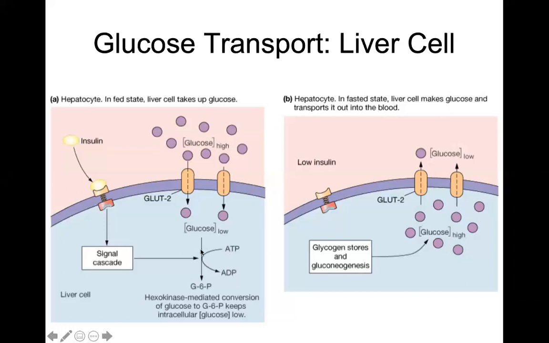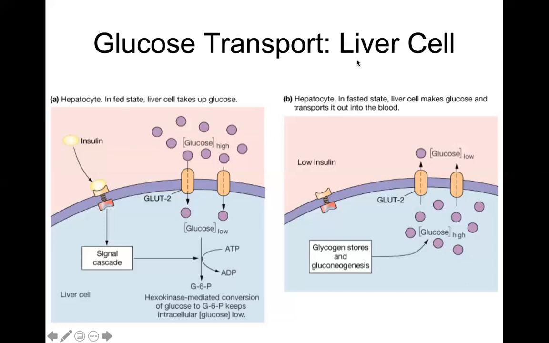So GLUT2 is always in the membrane, and insulin in hepatocytes, the liver cells, actually will tell you to make more glucose 6-phosphate instead of regulating it at the membrane level. Okay, so that's really cool, I think.